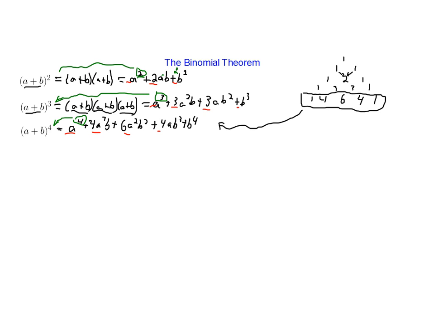So the exponents on the a's started at this value right here, and they decreased by 1 every time. So it started here as a 2, then went to a 1. Here it started as a 3. Let's try that again. A 3, a 2, and then a 1, and then a 0, and so on. And then look at the exponents on the b's.